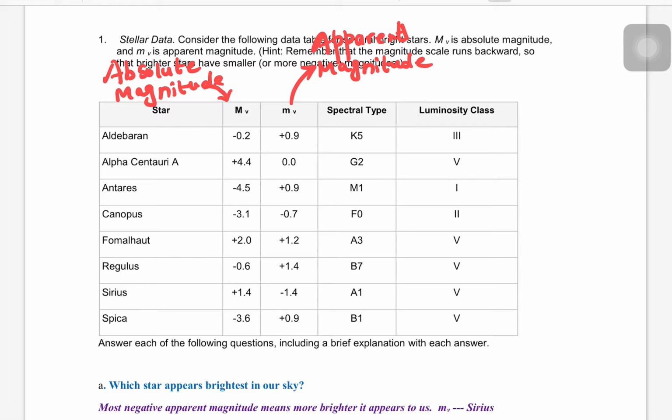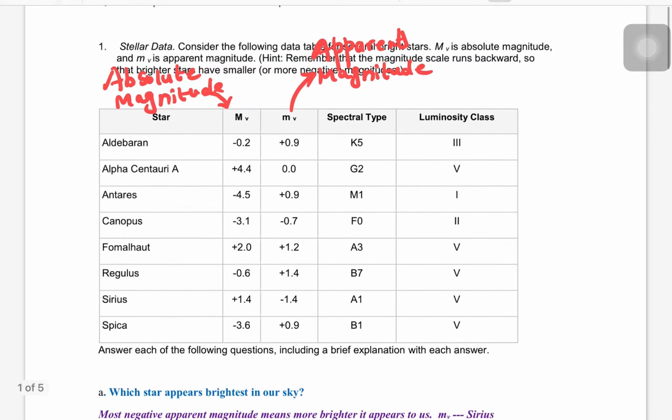The most negative numbers mean it appears brighter in the sky. For example, just look at this table. Which one is the most negative? The most negative number here is -1.4. From this table, that means when you look at the sky from the Earth's surface, Sirius appears brighter than any other star in this table.